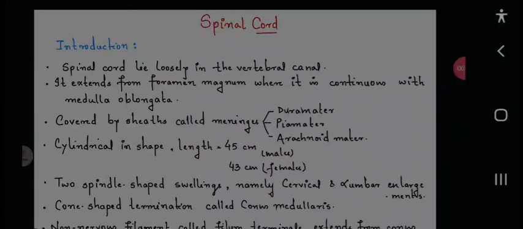In this session, we will study the spinal cord and revise its concept. And I am using MedNotes to do so.